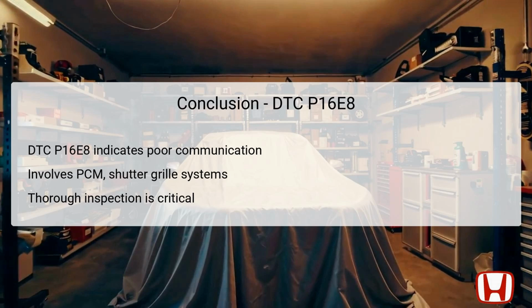This DTC is indicative of failure in communication between the PCM and the shutter grille, a critical component affecting both engine performance and efficiency. An effective diagnostic approach involves a meticulous inspection of associated circuits, components, and ultimately the PCM itself. By following these troubleshooting steps, technicians can pinpoint issues accurately and implement the necessary repairs to restore normal operation.